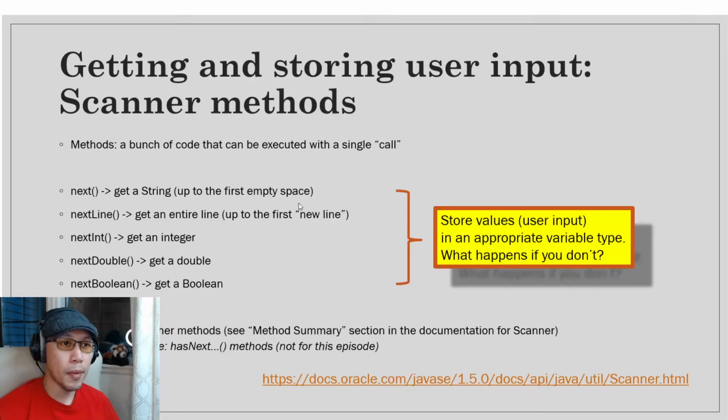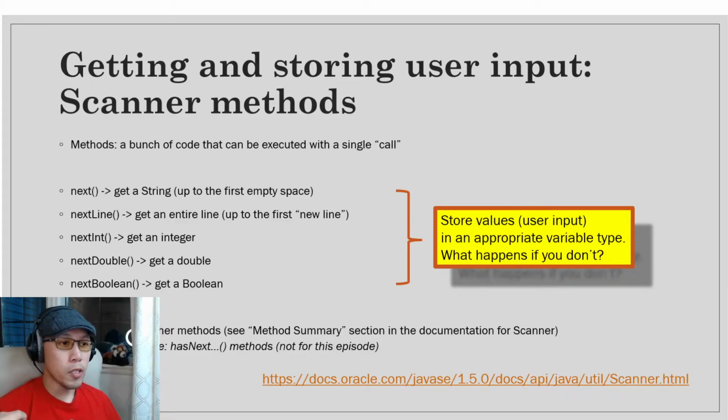As far as methods, think of methods as really a bunch of code that can be executed with a single call. That's the whole purpose of a method, so that you can aggregate a whole bunch of actions, a whole bunch of statements, so that all of the statements can be executed with a single call. You call a method by giving it the method name and the open close parentheses. If you give it the wrong method name, or if you don't have the correct capitalization, or if you don't have the open close parentheses, it's not gonna work.